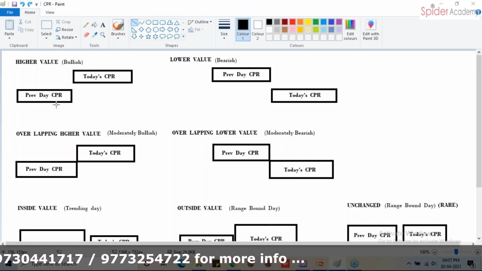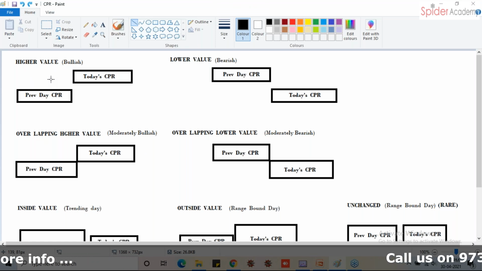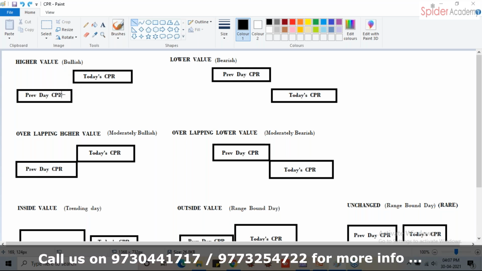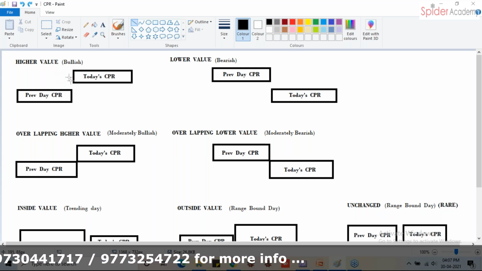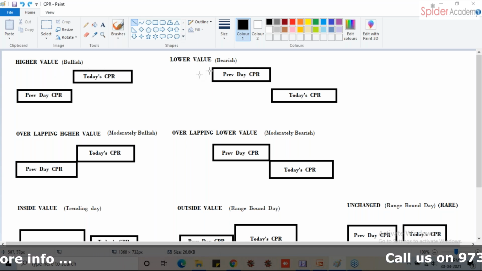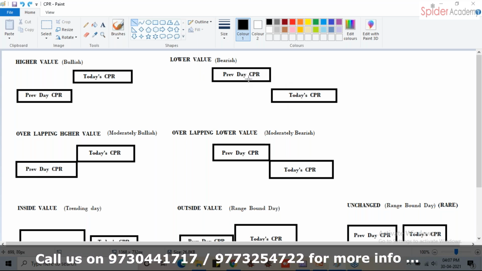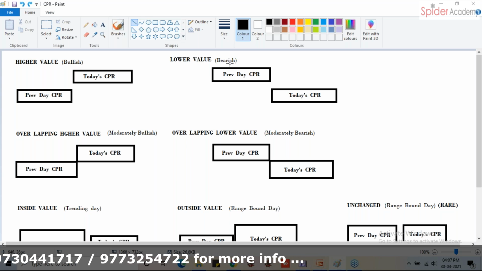Here we have the first relationship, that is higher value. What does higher value mean? If today's CPR is higher than the previous day's CPR, we say it is a higher value, and that particular day is indicated as bullish. The next is lower value. It means that today's CPR is lower than the previous day's CPR, which indicates bearishness.